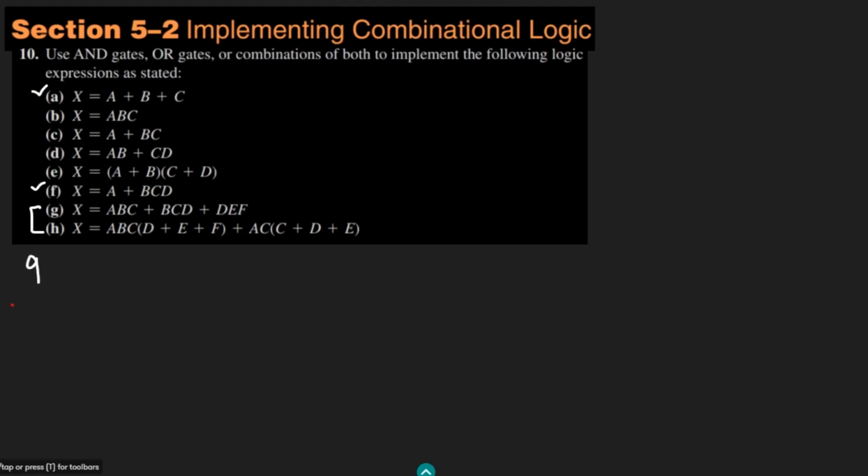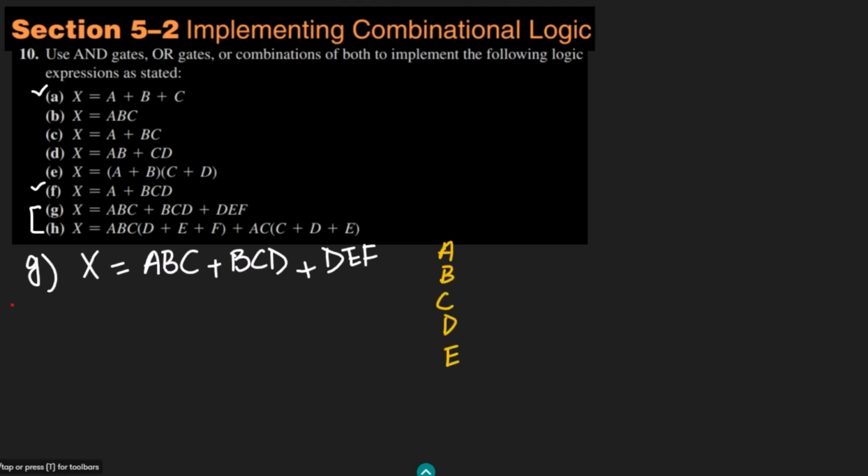Okay, so let me talk about this G part, and here we have X equal to ABC plus BCD plus DEF. Here again we are not restricting ourselves to 2 input gates, but 3 input gates are also possible. So first of all, this step is to see how many inputs I have. All the variables or domain of it is A, B, C, D, E, F. So I will have A, B, C, D, E and F.